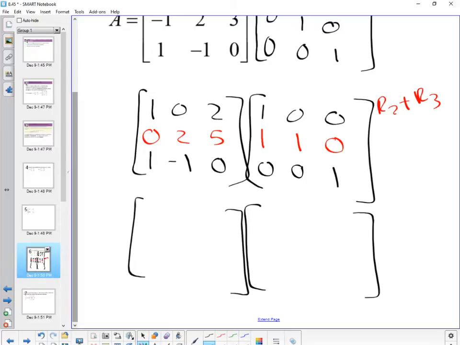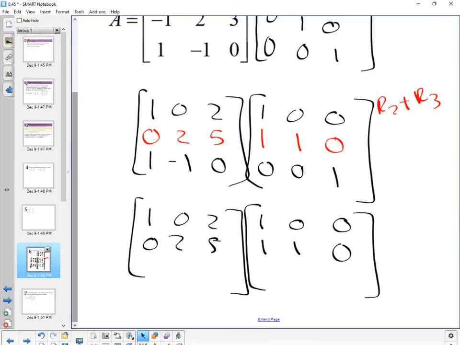So it's row 1 changing. 1, 0, 2, 1, 0, 0. Is row 2 changing? No. 0, 2, 5, 1, 1, 0. And this is taking longer because I gotta manage you guys, and then I gotta explain things that I'm doing here as well.